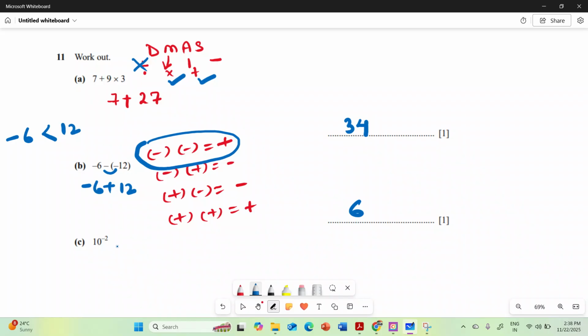For this question, exponent. If I have x to the power negative 2, I can write 1 over x to the power 2. Same here, this is 1 by 10 to the power 2, so this is 1 by 10 into 10, so this is 1 by 100. This is the answer of this part.